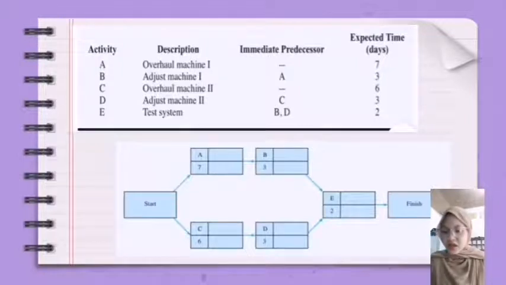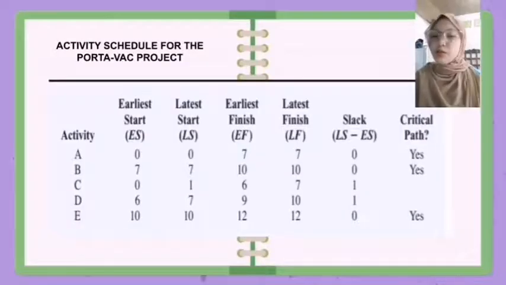Next is the nomenclature for the critical path. The calculation for the maintenance project network is the same as used to find the critical path in the network for both the Western Hills Shopping Center expansion project and the Porta-Vac project. Next is table 9.8, the activity schedule for the two machine maintenance project.